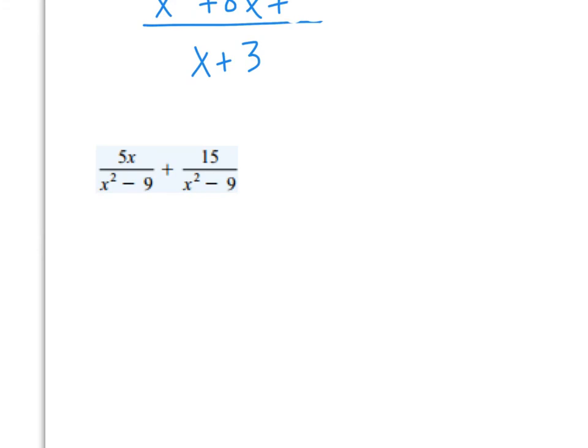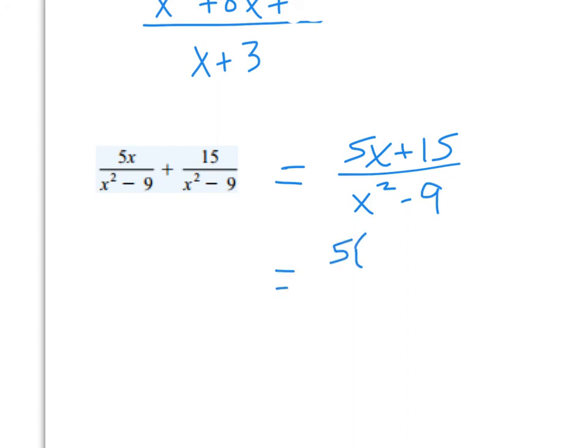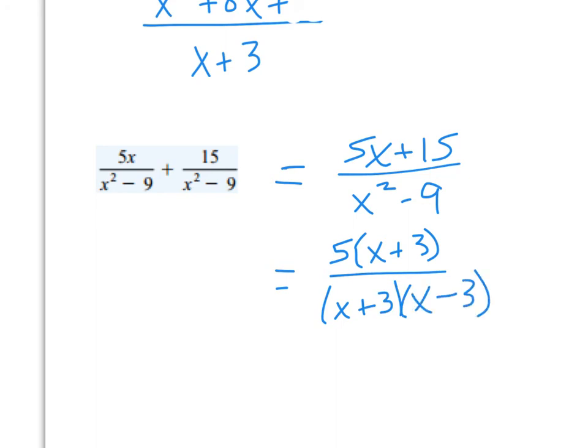Next, we have a simple addition problem with a common denominator. So I get 5x plus 15 over x squared minus 9. I notice in the top I have a GCF, so I'm going to factor that out. 5 times (x plus 3) over (x plus 3)(x minus 3), difference of squares. And in fact, I do have a common factor that I can reduce to 1, which gives me a final answer of 5 over x minus 3.